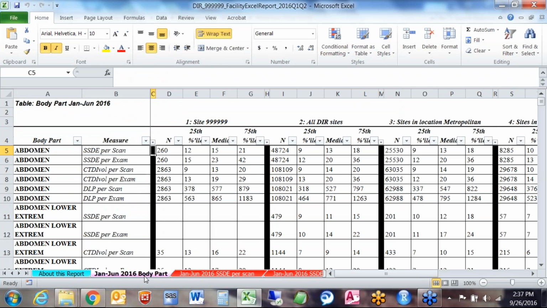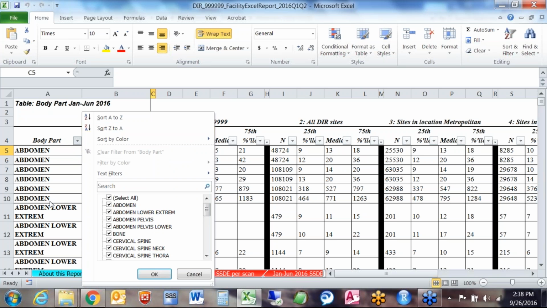First of all, the first page, first tab, you can see by body part. So here, all the cells are actually filterable. So suppose I do not want to see a particular exam, right?